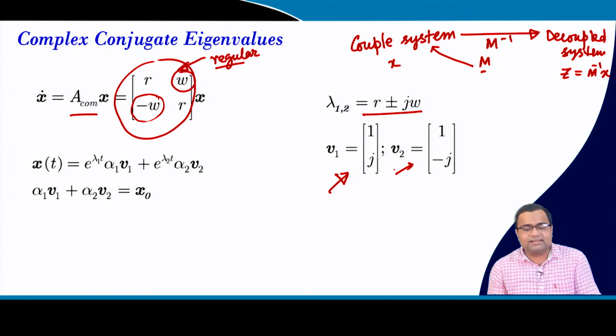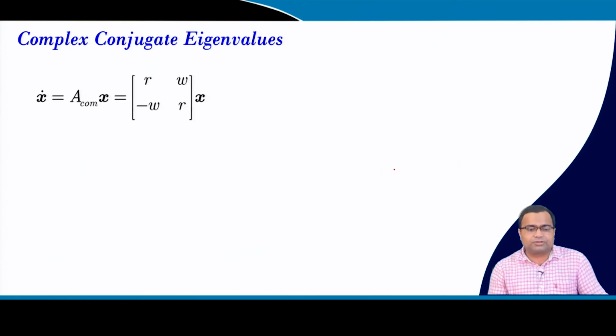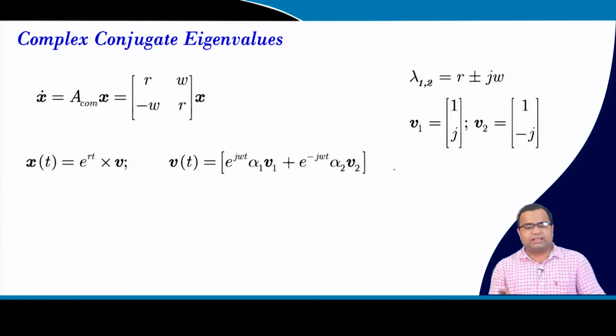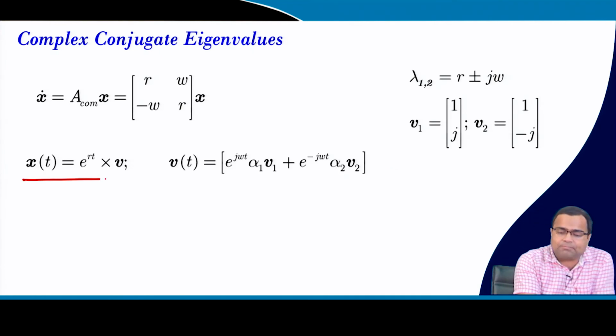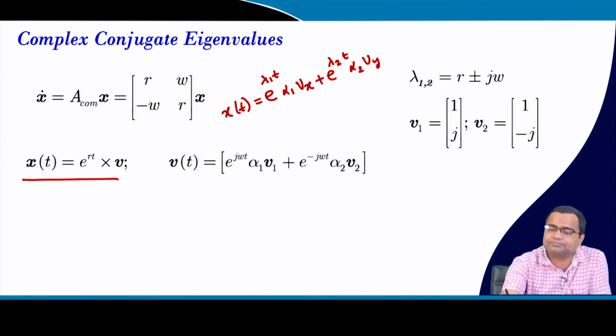Now, the question is, how can you draw this complex conjugate eigenvector in the phase plane, because it is a real plane and you cannot draw it. So first, suppose x of t is nothing but e to the power r t, and let us see why it comes like this. If we go back, x of t we know is e to the power lambda 1 t alpha 1 Vx plus e to the power lambda 2 t alpha 2 Vy.